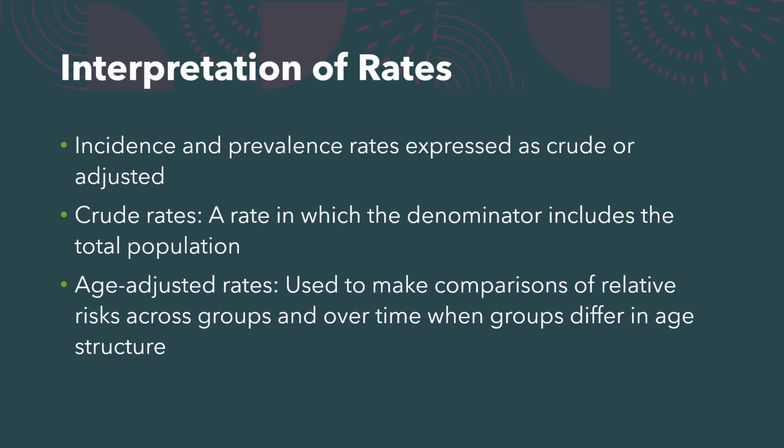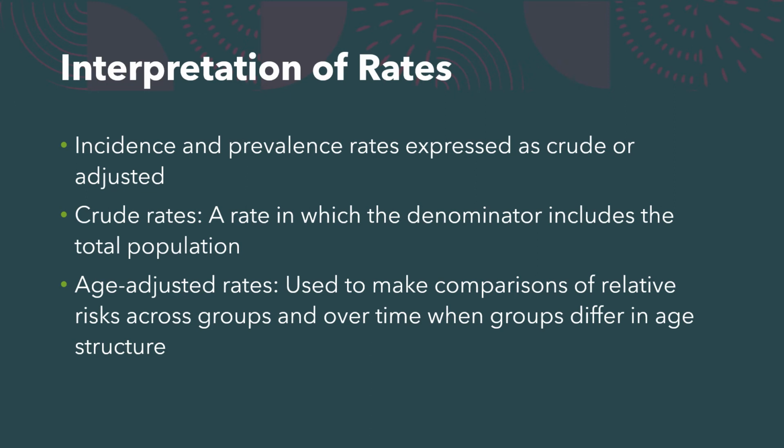We can also think about rates as crude rates or age-adjusted rates, and there are different ways to adjust rates. And again, I'm not going to get very math heavy on you. Just give you some highlights here. A crude rate is a rate in which the denominator, the bottom number of the fraction, includes the total population. The age-adjusted rate is used to make comparisons of relative risks across groups and over time when a group differs in age structure.